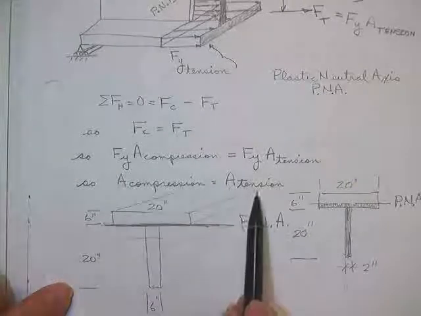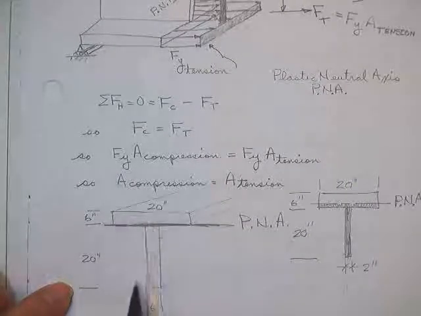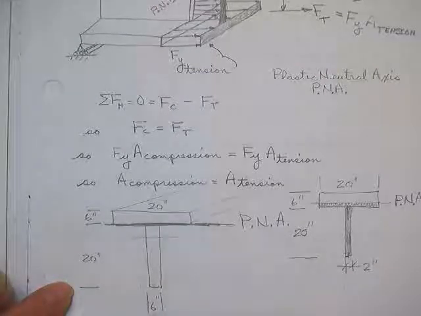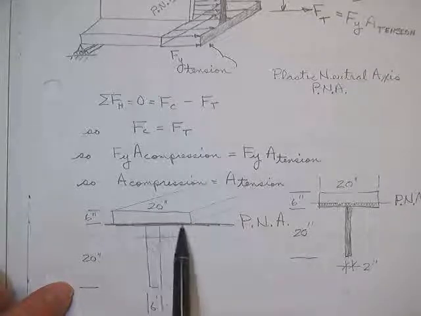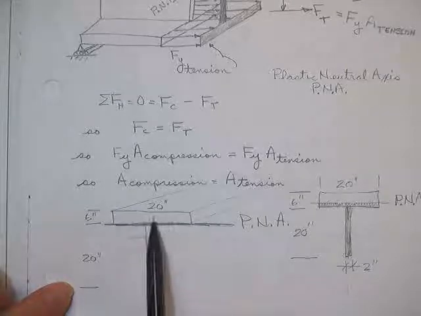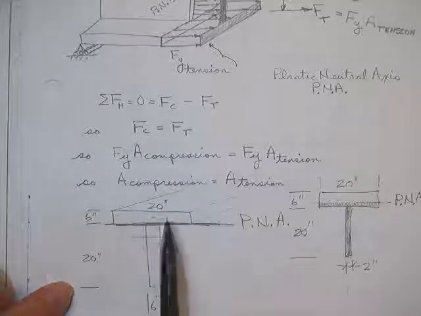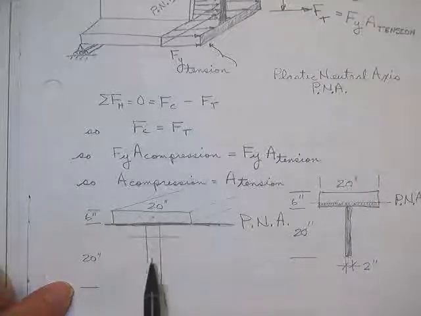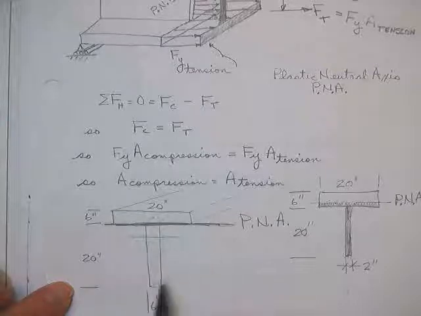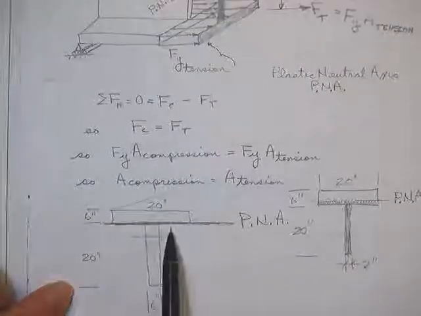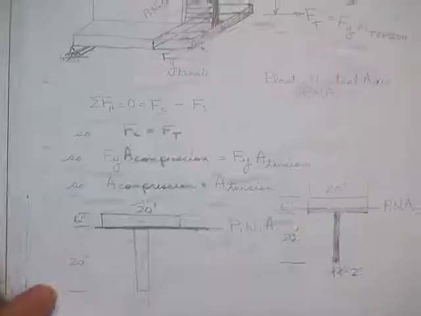But since the area in compression is equal to the area in tension, if you say my beam is a 20 by 6 and the web is a 20 by 6, that beam, once we're doing business, where all the fibers are plastic, that neutral axis has to be here. So that the area on top times the yield stress in compression equals the area on the bottom times the yield stress in tension. Without that, it's not in equilibrium.